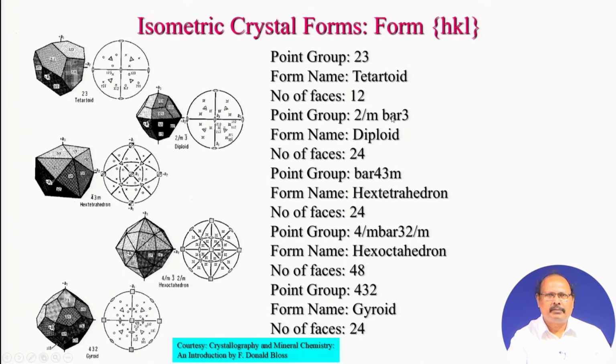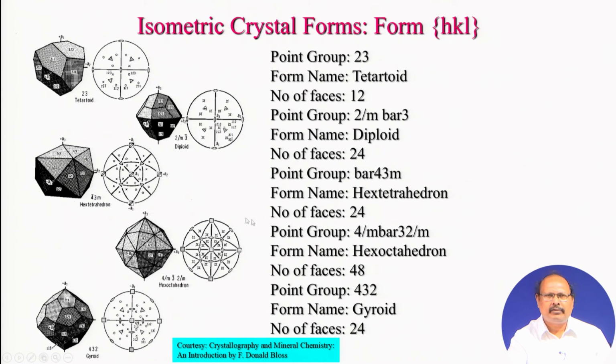When you have 2/m bar 3, we have 24 faces here. This is the model of that, we call it a diploid. When you have bar 4 3 m, something like that, we call it a hex tetrahedron. So, instead of 3 faces in the thrice tetrahedron, hex means there are 6 faces here. So, 6 into 4, you have 24 faces that you see here. This face now consists of 6 triangular shaped faces: 1, 2, 3, 4, 5, 6. So, we call it a hex tetrahedron.